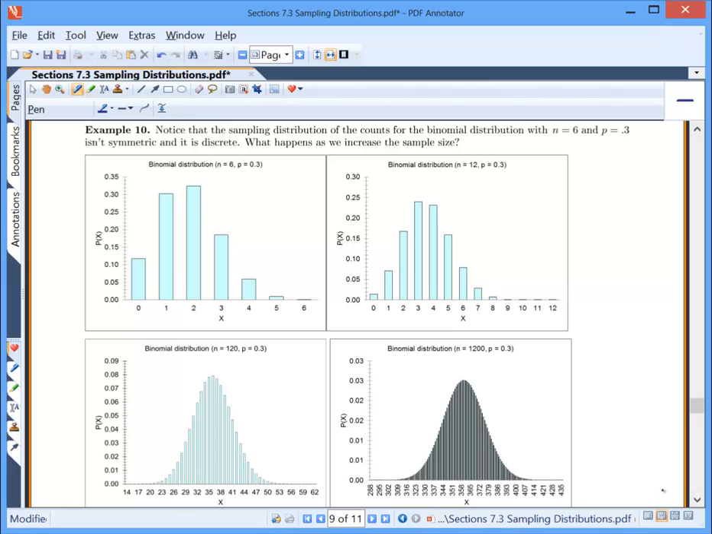So here's an example of a binomial distribution that starts with a sample size of 6 and a population proportion of 0.3. Notice when it starts off that it's definitely right skewed, it looks very discrete. When I raise my sample size to 12, it looks more symmetric. The bars are a little bit closer together. At n equals 120, it's very symmetric, very normal shaped, and it looks more continuous. And by the time we get to 1200, it's definitely symmetric, and you could probably just work with it as a straight continuous distribution, and it wouldn't make a difference because those bars are so close together.